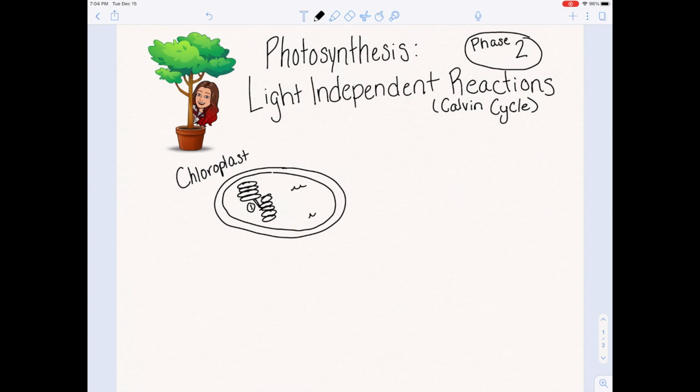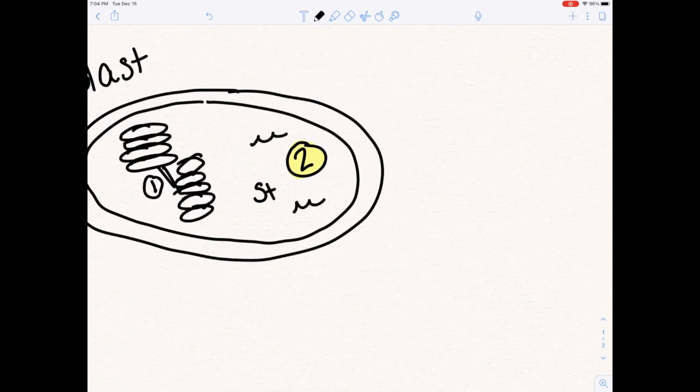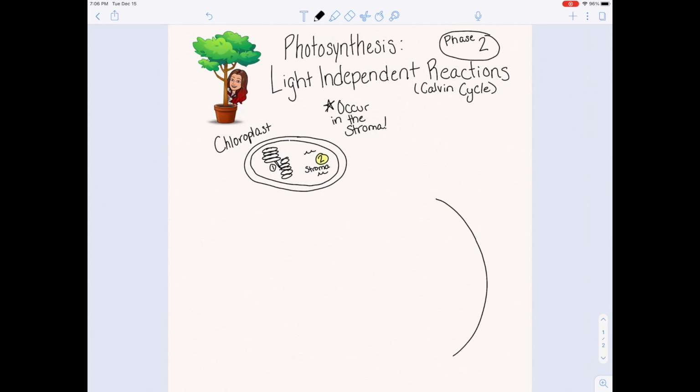But now we're in the liquidy area outside of those grana, and this is where our light-independent reactions are going to take place. This, as a reminder, is called the stroma. And a big key that really helps with these light-independent reactions is remembering that they are just a cycle. This refresh arrow is going to represent that we have a cycle taking place here.